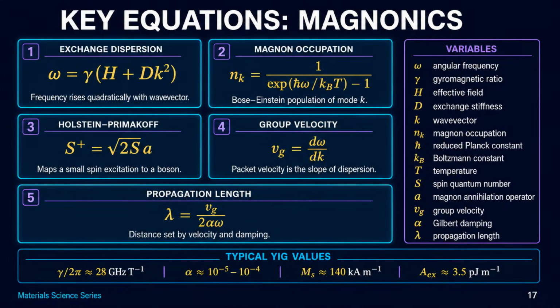Let's summarize the key equations from this chapter. The exchange-dominated dispersion relation shows frequency increasing with wave vector squared. Magnon occupation follows the Bose-Einstein distribution. The Holstein-Primakoff transformation connects spin operators to bosonic operators. Group velocity is the slope of the dispersion curve. Propagation length scales inversely with damping. These equations form the foundation for magnonic device design.